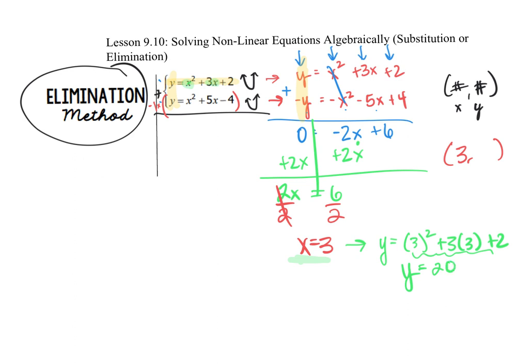So I come back up here. I'm writing my answer as an ordered pair. These intersect at the point 3 for x, 20 for y. And that was using the elimination method.